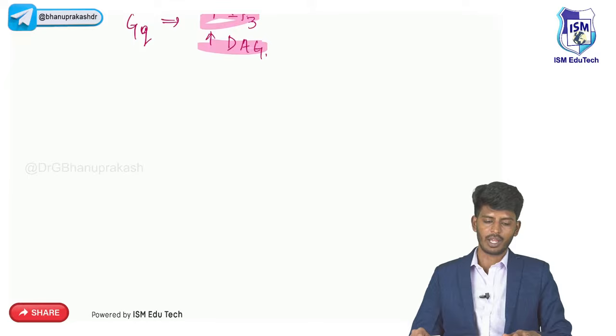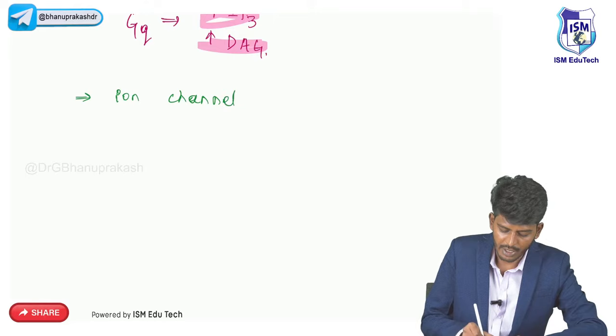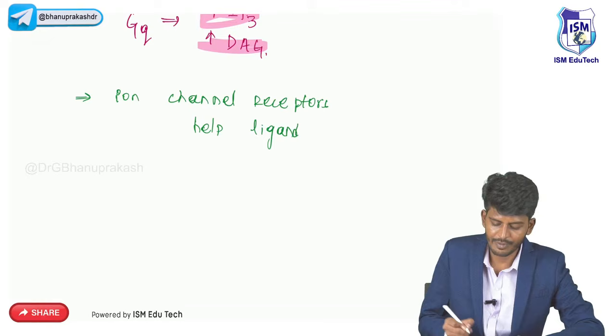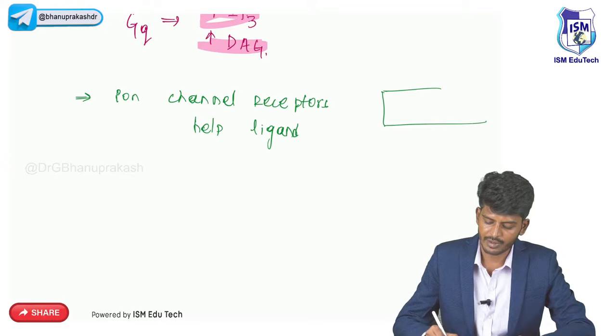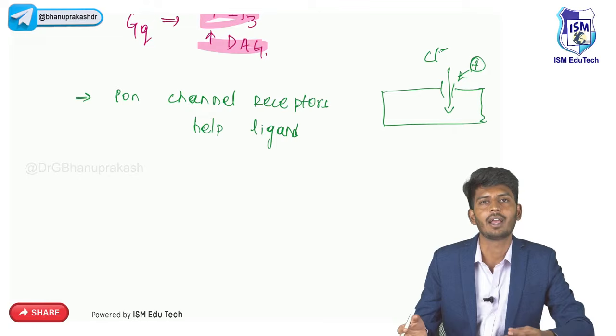The next important receptor is called the ion channel receptor. Now, what is this ion channel receptor? It operates with the help of something called a ligand. If you consider this as one cell, here I have an ion channel receptor. If I stimulate this receptor, it will allow the entry of some ion, for example, chloride. I stimulated the receptor, and because of that, chloride ion came.